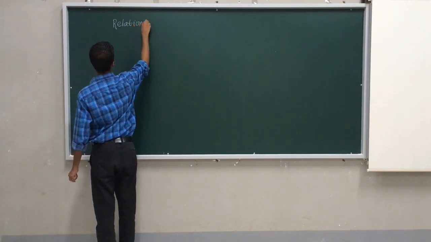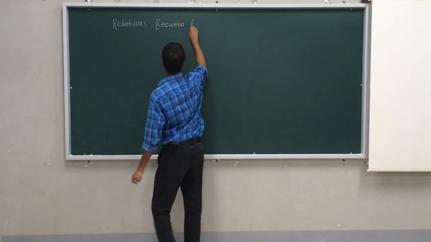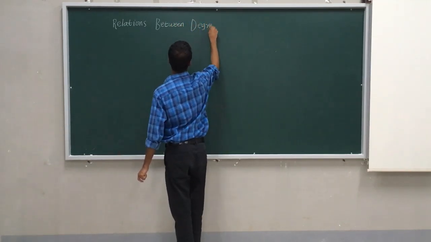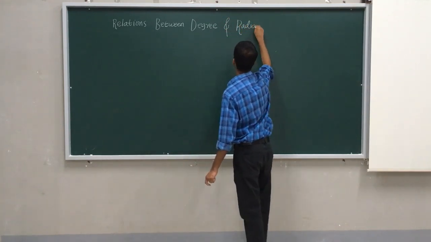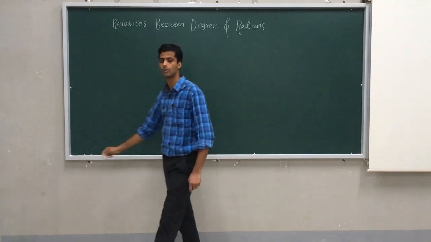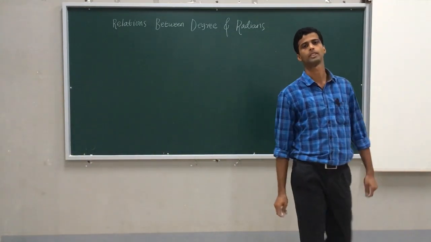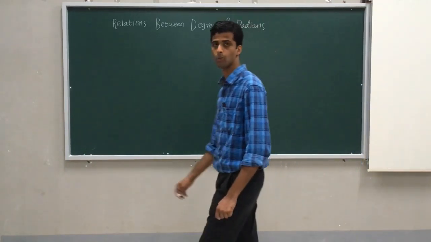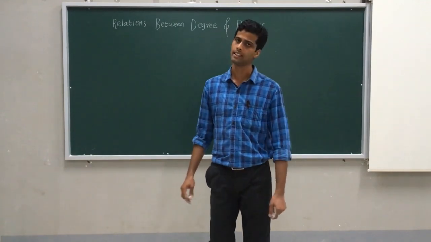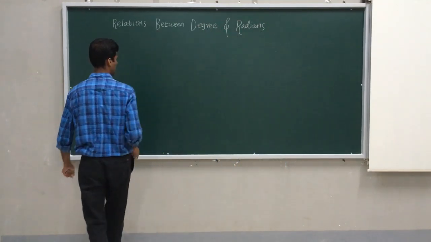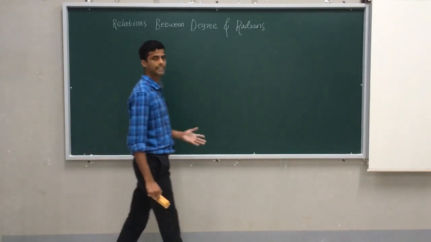Relations between degree and radians. Now, this is one of the vital moments in this concept. What is the relation between them? Because we studied both degrees and radians, now we need the connection between them. What is the connection between degree and radian? Fine. So let me give an idea about this.